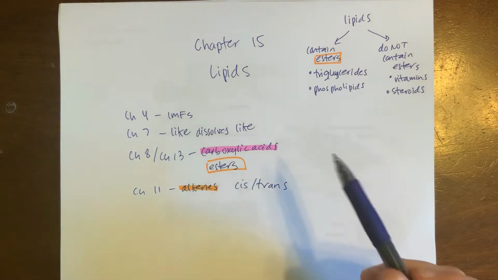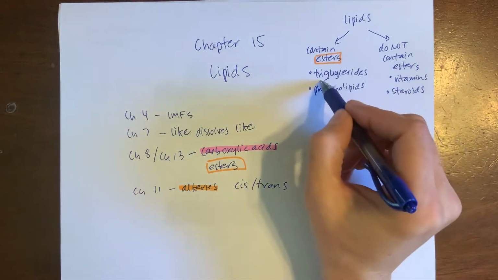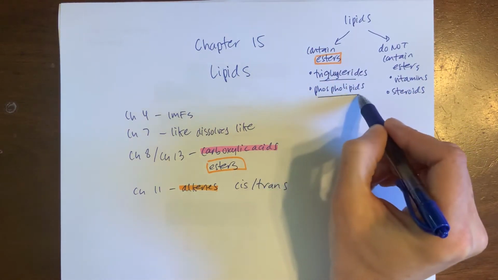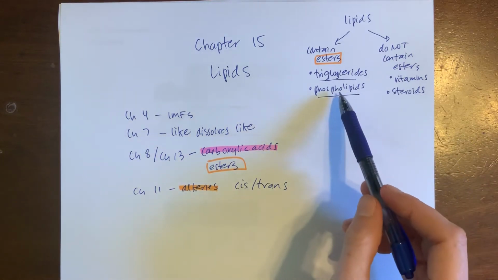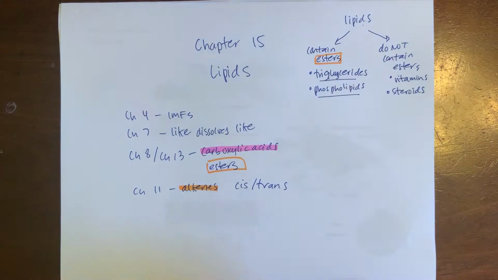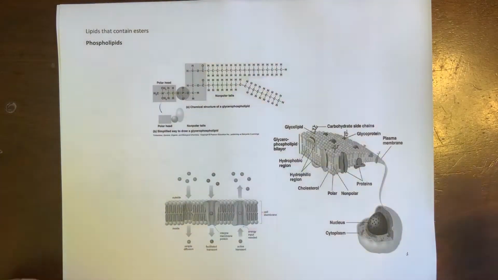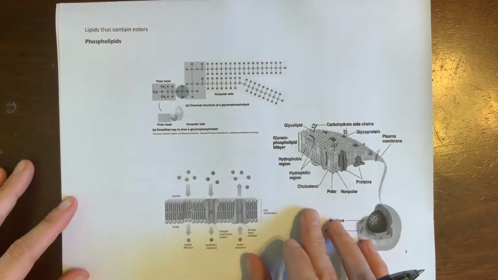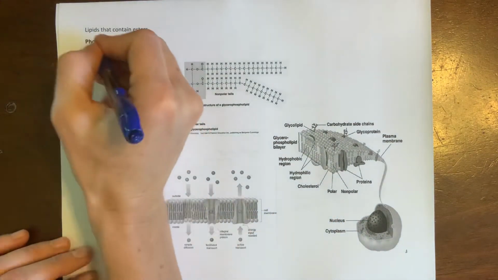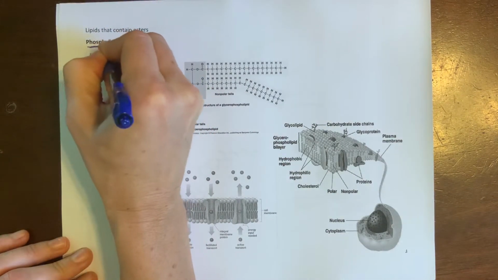We're continuing to work on chapter 15. We have learned about fatty acids and then we learned about triglycerides. Now what we're going to look at is phospholipids, which are a type of lipid that contains an ester. So we'll be looking for those esters right off the bat in our phospholipids. As I look at the slide with pictures of phospholipids here, when I see this phospho, that prefix tells me that it contains phosphorus.